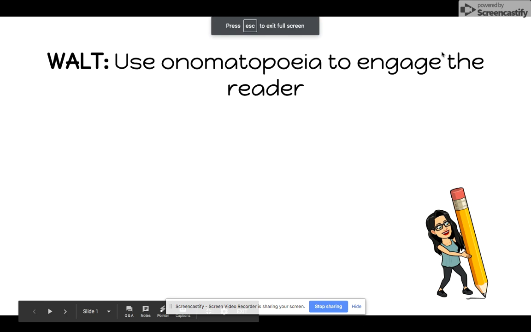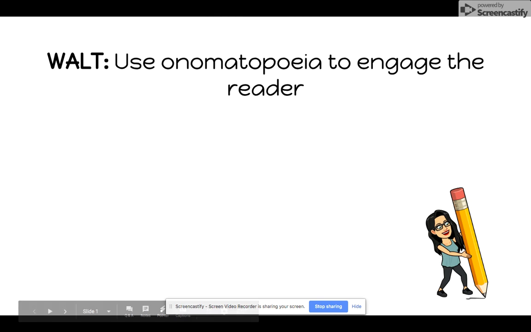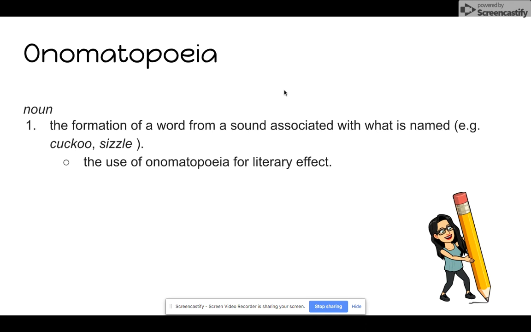Kia ora. We are learning to use onomatopoeia to engage the reader when we are writing. Onomatopoeia is a noun, the formation of a word from a sound associated with what is named. An example is cuckoo or sizzle. The use of onomatopoeia for literary effect can really engage your reader and allow them to conjure up some good images and sounds in their mind.